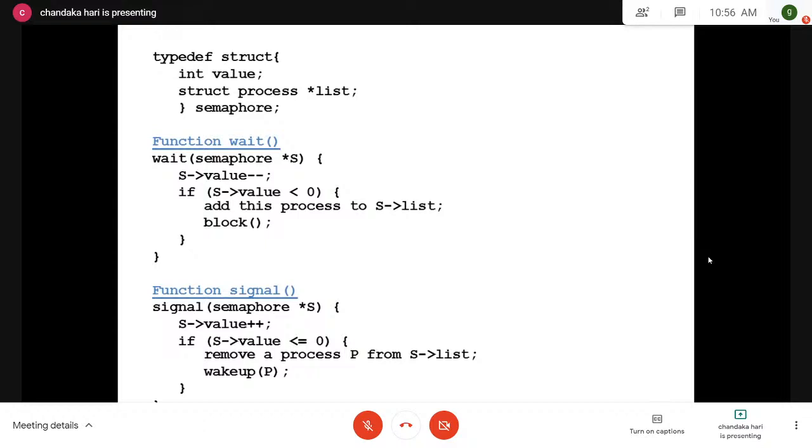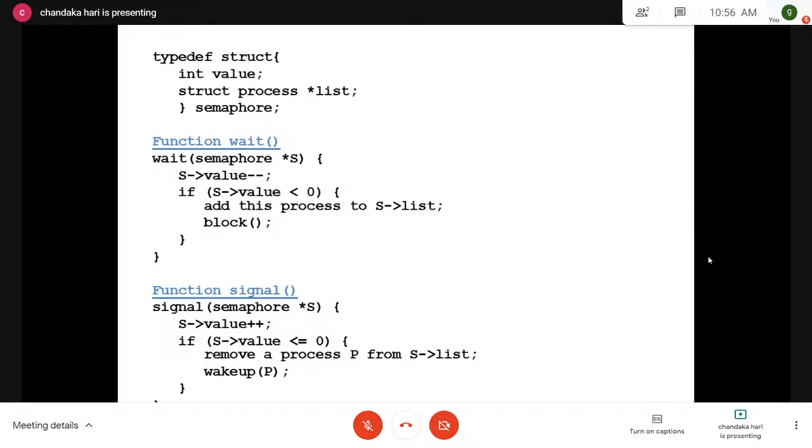Suppose another process comes and asks for the semaphore variable S. Now the semaphore value is minus 1. Minus 1 minus minus is equal to minus 2. Minus 2 is less than 0, so again this condition is satisfied. Again this process is put in the queue and blocked by itself.